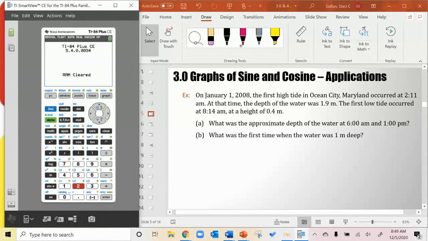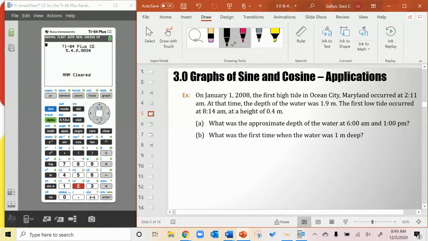So on January 1st, 2008, in Ocean City, Maryland, oh, I'm sorry, I skipped a line. The first high tide occurred at 2:11 a.m. At that time, the depth of the water was 1.9. So high tide at 2:11 is 1.9 meters. The first low tide occurred at 8:14 a.m. at a height of 0.4 meters. Okay, so we want to approximate the depth of the water at 6 a.m. and at 1 p.m. What was the first time when the water was 1 meter deep?